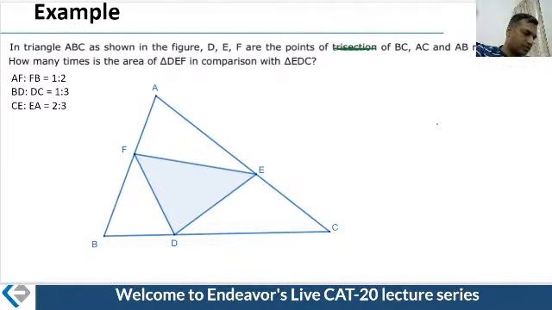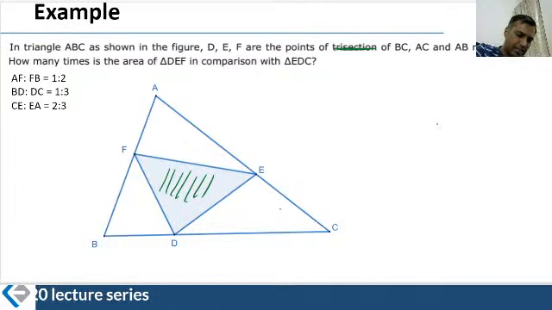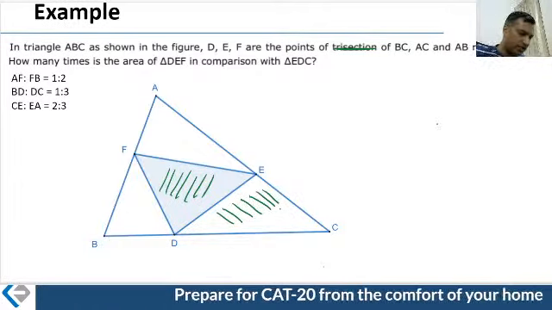Okay, so AB, this. All right, now how many times is the area of DEF, the hashed one, this one, DEF, in comparison with EDC? Where is EDC? Here. So he's saying, why don't you compare these two fellows? Very good. Now take a look at this.